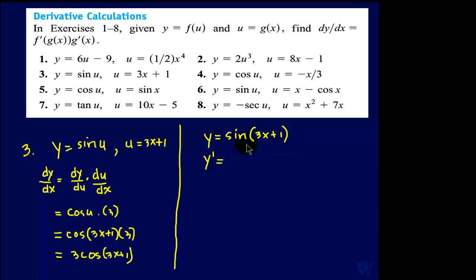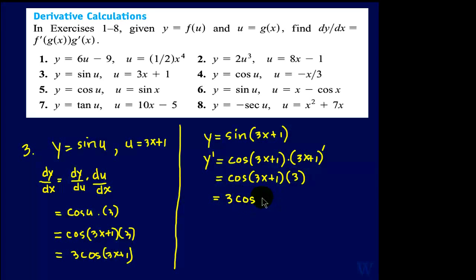So we take the derivative of sine function. So it's equal to cosine of 3x plus 1. But we don't stop there because cosine has a function embedded in its argument. So now we differentiate 3x plus 1. We multiply by the derivative of what's inside. Okay, so that's equal to cosine of 3x plus 1 times 3. We arrive at the same derivative.